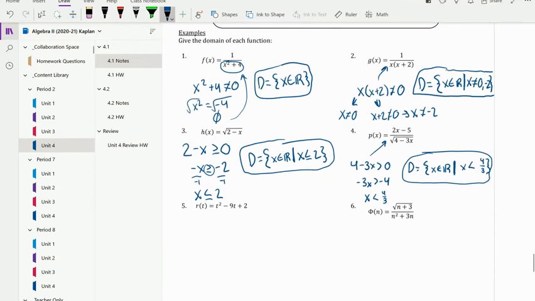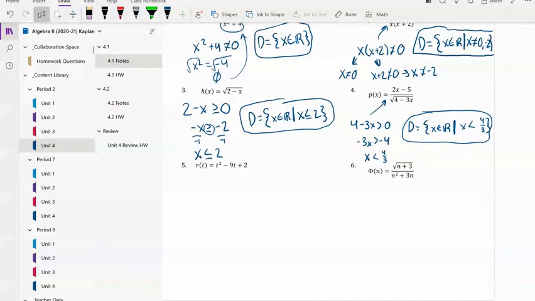There you go. Getting close, getting close. So this one, we don't have a denominator. We don't have a square root. So in this particular case, your domain is just all real numbers, right? Domain is that, fancy brackets, x is in all real. So again, don't overthink it. The only things that are ever going to limit your domain are a denominator or a square root.